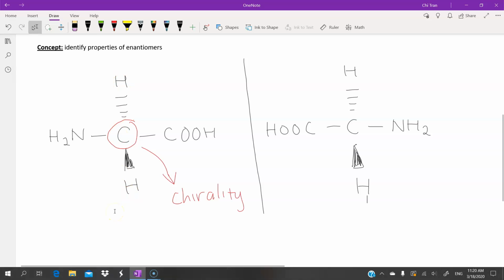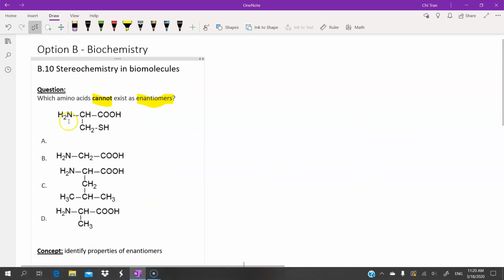So if we were to go back to our question, to identify which amino acid cannot exist as enantiomers, we need to identify which molecule doesn't have a chirality or a chiral carbon. So the first one, the carbon here is a chiral carbon because it is bound to 4 different groups of molecules or atoms.